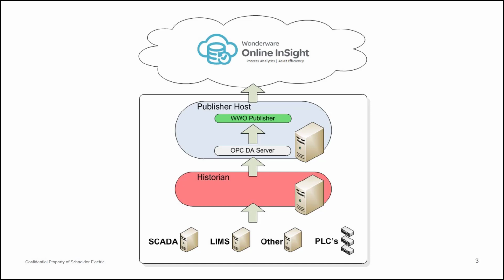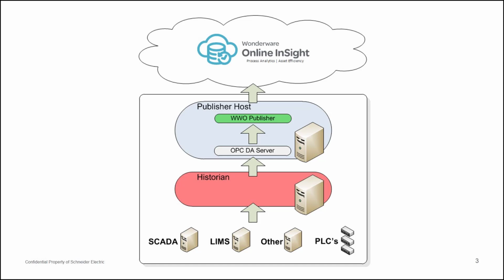So the diagram you can see here is showing how we effectively move data from sources such as PLCs, lab systems and SCADA typically into a historian to act as a consolidated layer. That's what we have there in the red. And then we would normally expose the data from that historian via, say, an OPC DA server or an OPC HDA server. In this instance, what we've got here is an OPC DA server that we'll be using to connect the Wonderware Online Publisher to.